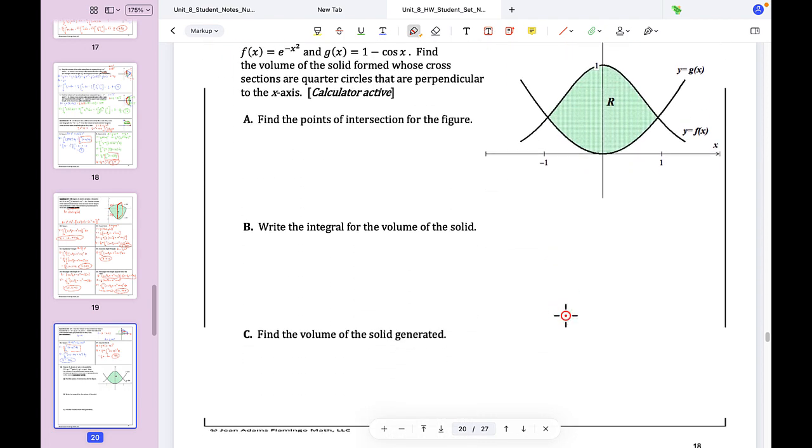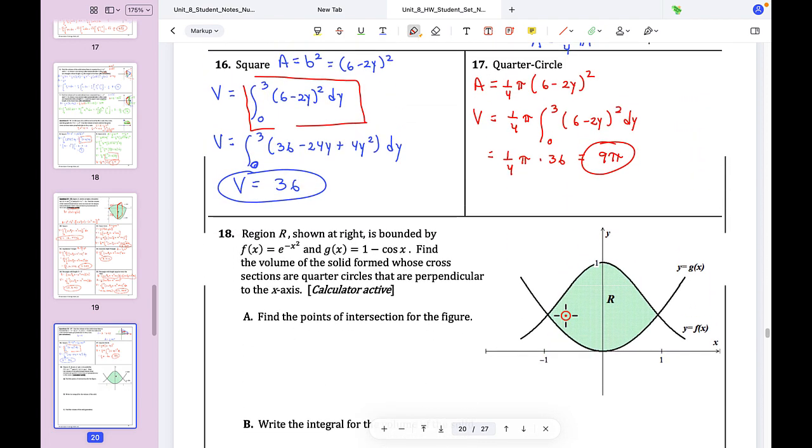Okay, last one. This one's a little bit different. We have two functions, f of x and g of x. This is the 1 minus cosine here, and this one is e to the negative x squared. Find the volume of the solid whose cross sections are quarter circles that are perpendicular to the y-axis. I'm sorry, perpendicular to the x-axis. Again, we're looking at quarter circles.